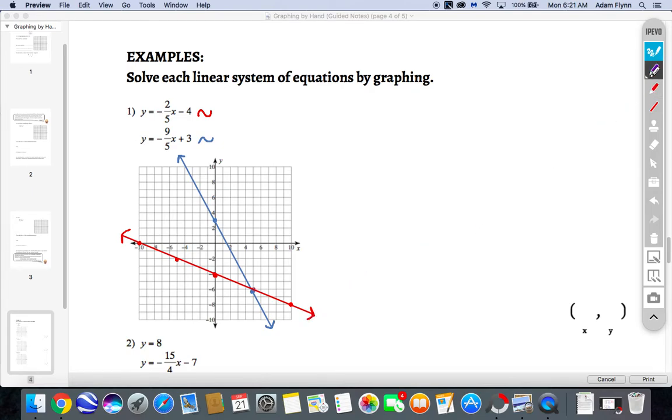Okay, so I am looking for the point where they intersect, so that would be right down here. If I'm going to write that as an ordered pair, the ordered pair that is going to make this system of equations true is going to be to the right 5 on the x, so over 5, and down 6. Okay, so I went over 5, down 6. Now I'll move on to the next example.